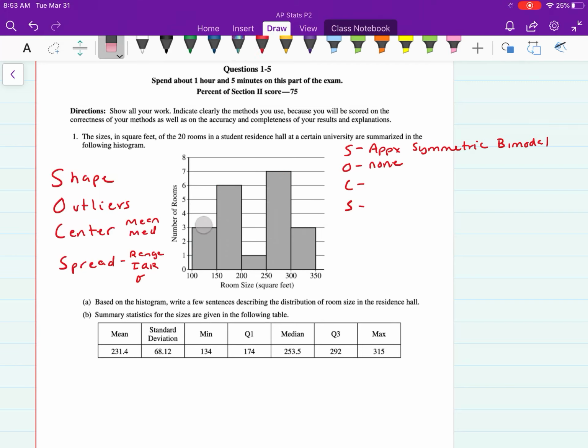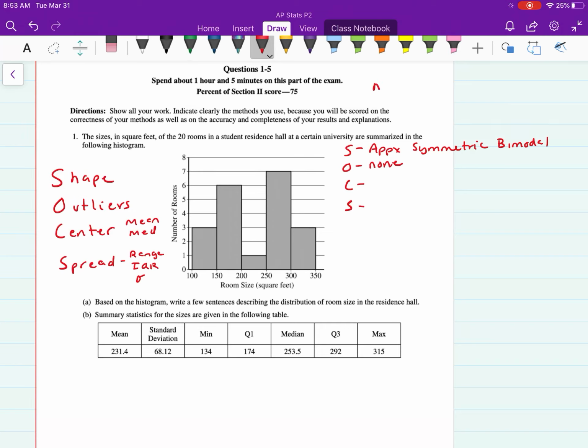For center, we could use the mean, I guess, since it gives it to you, or you can use the median. I really wouldn't use stuff from part B in your answer to part A. Part B is kind of for later. So just by looking at this picture, it would be impossible for me to find the mean. But the median, we can kind of tell where it is.